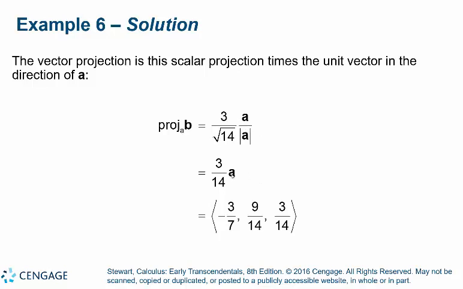Well, here the magnitude of A is the square root of 14. The square root of 14 times the square root of 14 is 14. So it'd be 3 over 14 times the vector A. When you distribute it through, you just get the following right here. So it's just a straight application of these formulas to find both the component and projection.